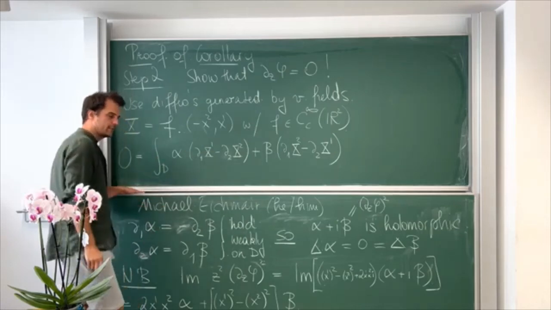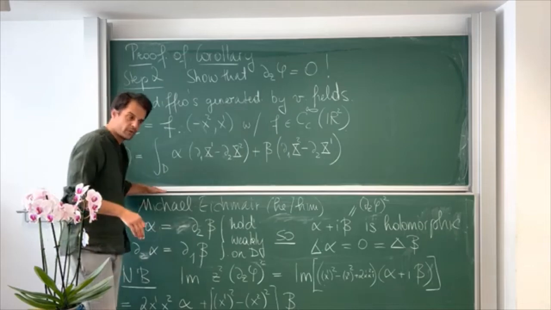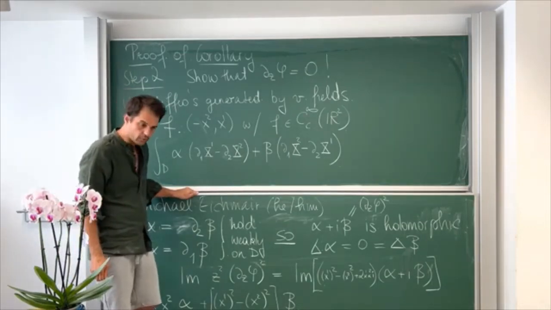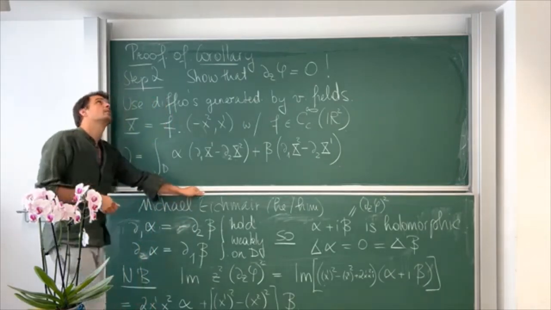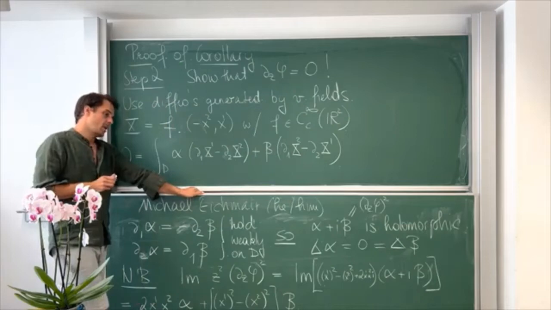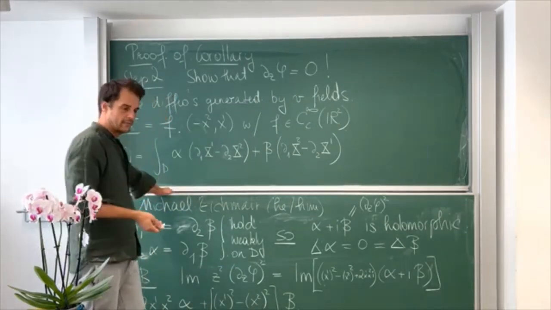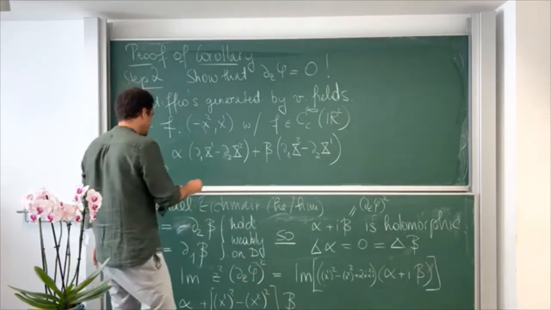Same with the other derivatives and with beta. But those we already know vanish because alpha and beta satisfy the Cauchy-Riemann equations. So these interior terms vanish, but in general we would pick up boundary terms. Now we don't know that alpha and beta are smooth up to and including the boundary, so we have to fiddle a little bit.